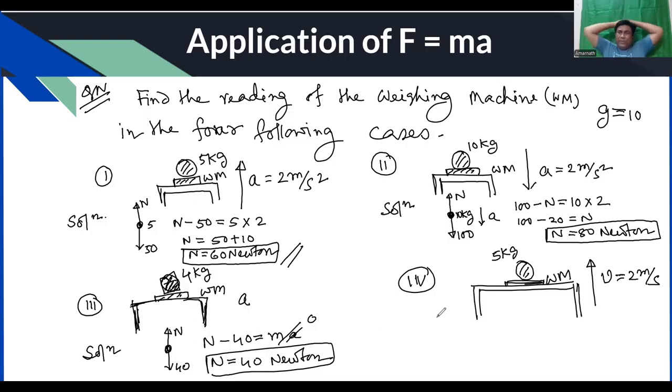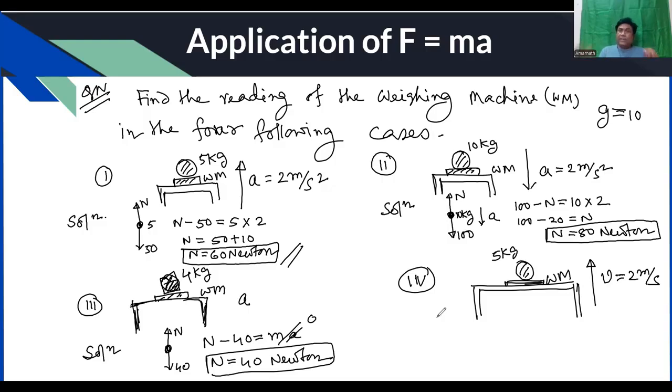So from that, what do you feel when you accelerate up in a lift? Does your apparent weight increase or decrease? Tell me. Sir, it increases. Increases. You see, the 5 kg block is becoming 60 Newton, no? The 5 kg weight is becoming, say, 6 kg weight now in the first case.